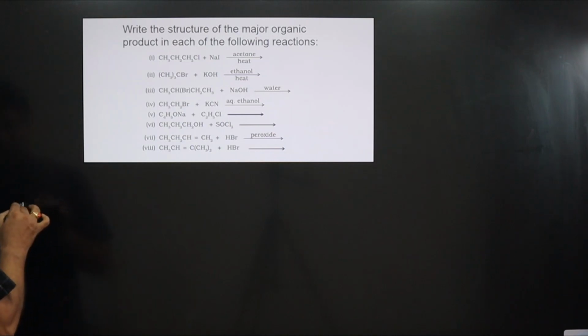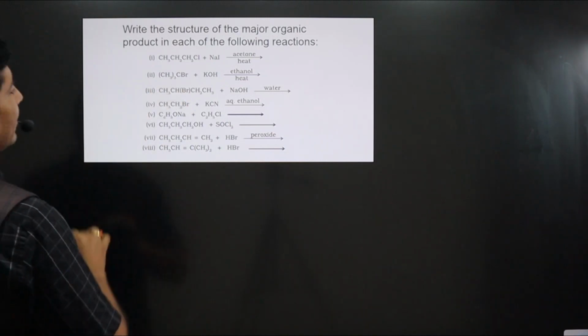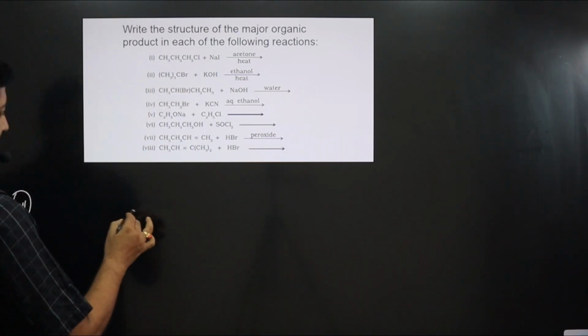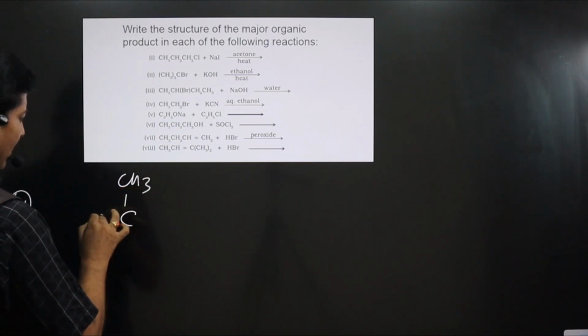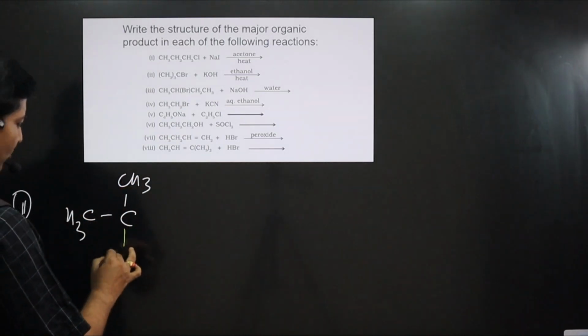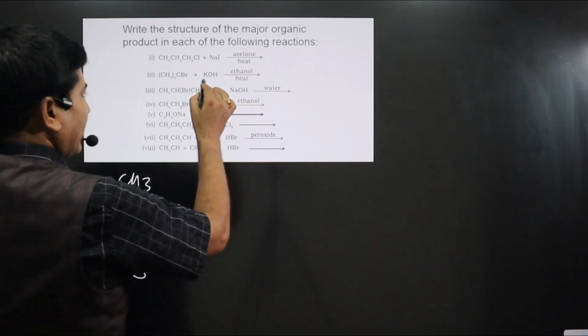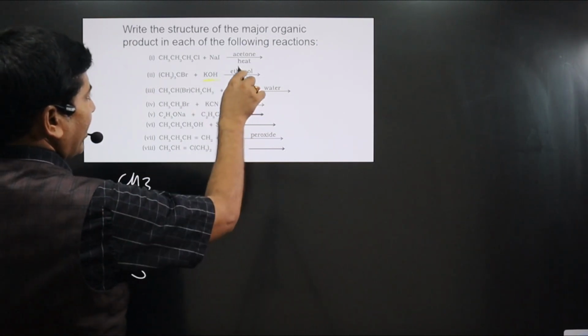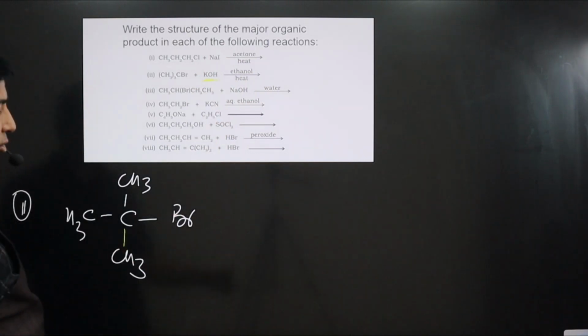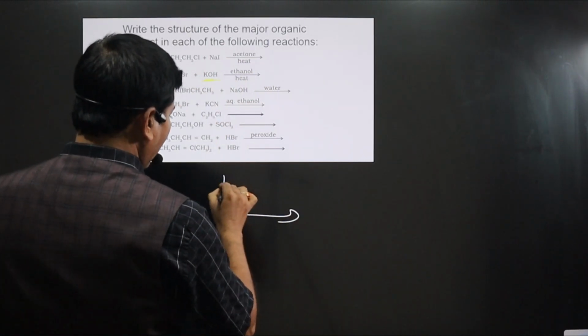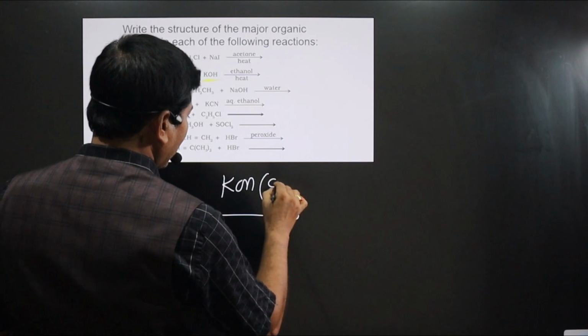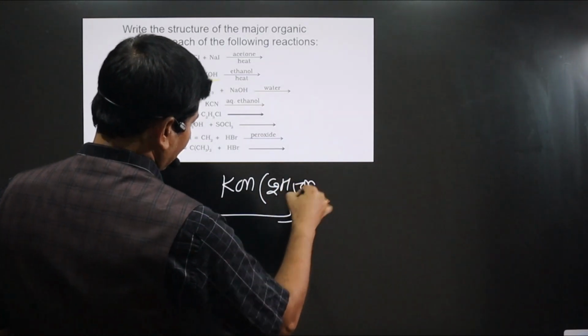We have the second one. In this case you can see a tertiary alkyl halide is there. Let me write the structure. This is CH3, this is also CH3, and then we have CH3 and Br. It says KOH and ethanol, meaning alcoholic KOH is given here. We can mention C2H5OH.